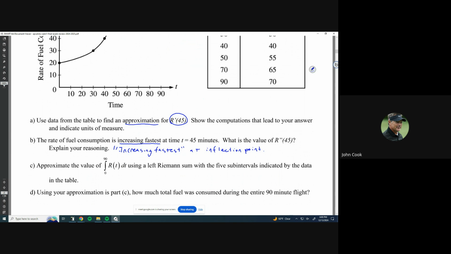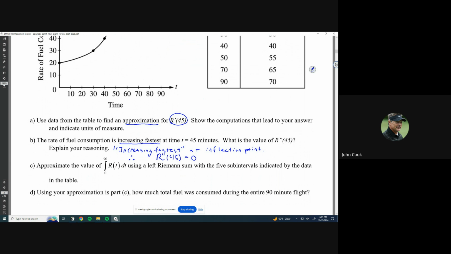And then it says, what is, well, the rate of consumption is happening in 45 minutes. So that means that R, so I'd say therefore R double prime of 45 is going to be equal to 0. Now here's why I would say it's equal to 0. Then I'm going to put units in a second.